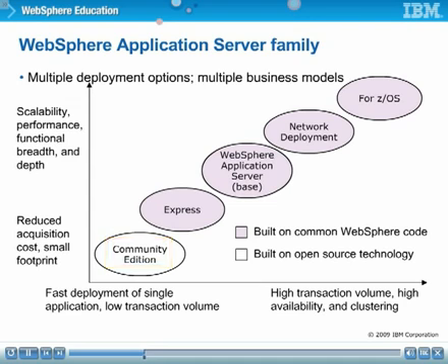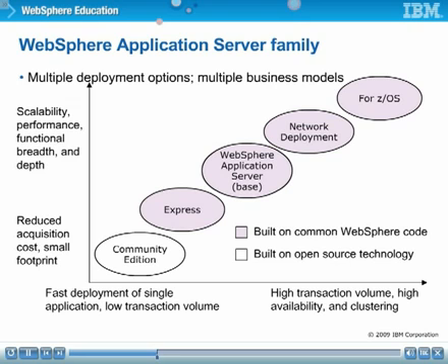WebSphere Application Server Express is built on the common WebSphere Application Server codebase. It also features reduced acquisition cost and enables fast deployment of a single application. The difference between this package and the WebSphere Application Server Base Edition is the license. Both editions are virtually the same, but Base includes a license for unlimited CPUs. Express is limited to 2 CPUs. Both Express and Base editions can support a standalone deployment.